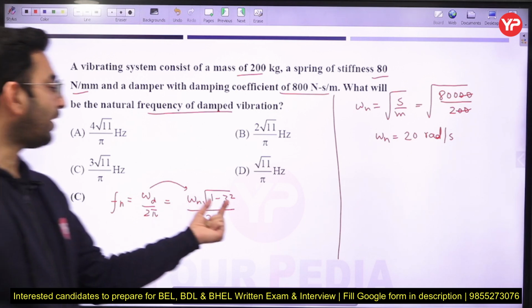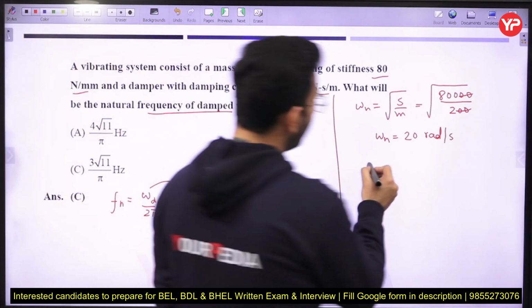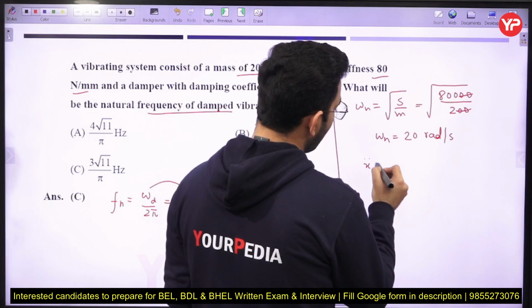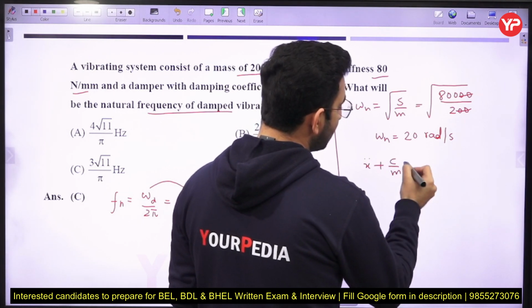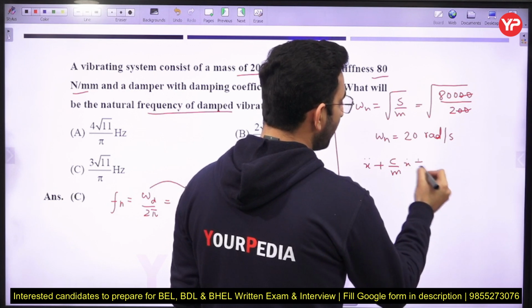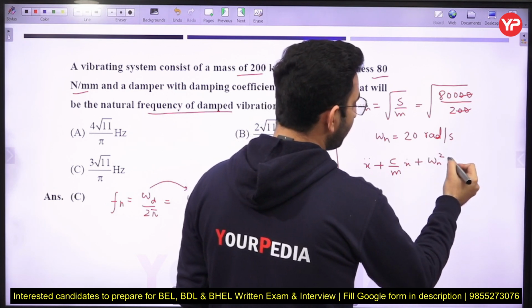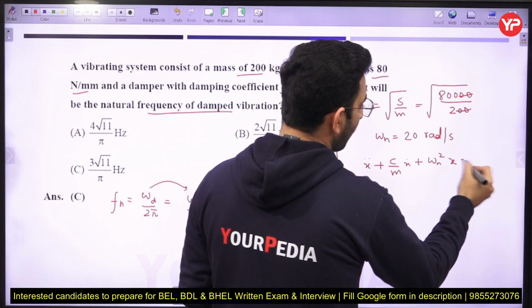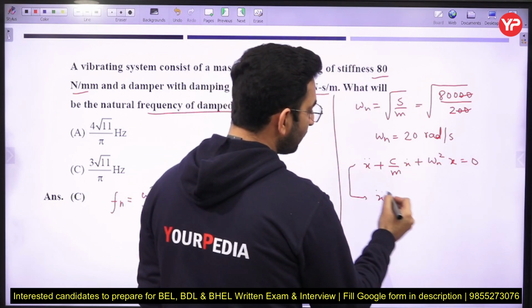Now again, what do you need? You need a value of the zeta here. So if you remember this simple governing differential equation, you can write the equation as x double dot plus c by m x dot plus omega n square x, or you can simply write s by m x, equal to 0. So this equation can further be written in this way also.